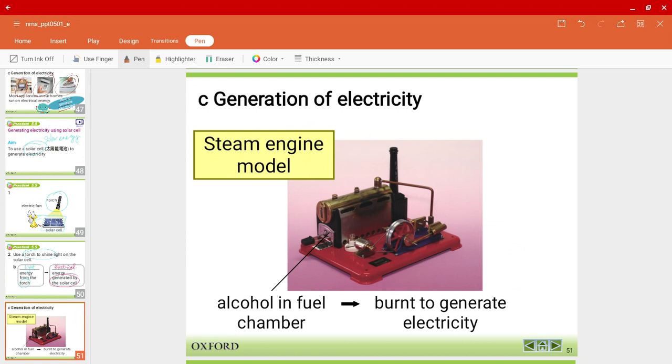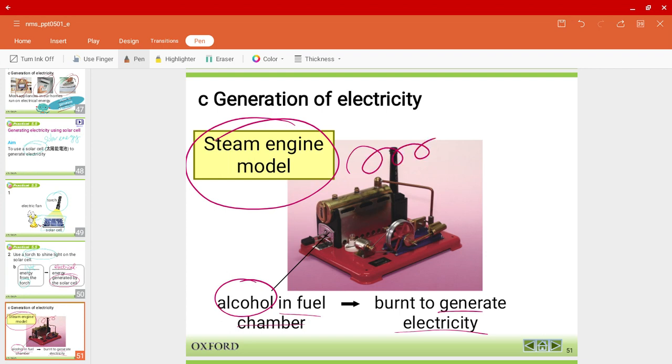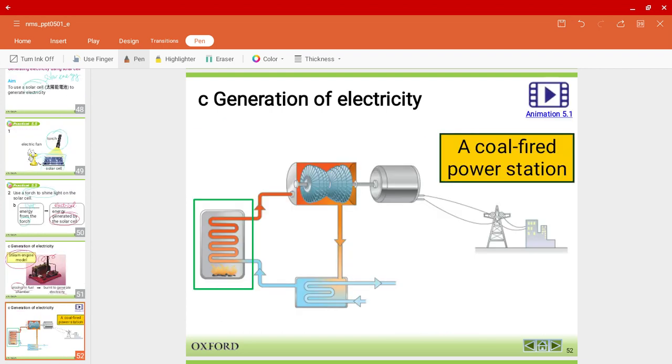Let's also look at some other examples. Back in the day, maybe 200 years back, we were already having steam engines. Steam engines, for example, are used in trains or other means of transport. There's fuel in the fuel chamber, and when you burn this fuel, electricity could be generated. Of course, there are turbines inside, which will generate electricity.